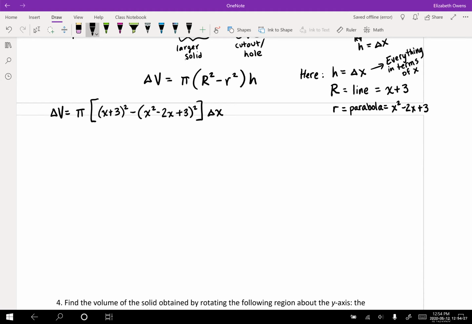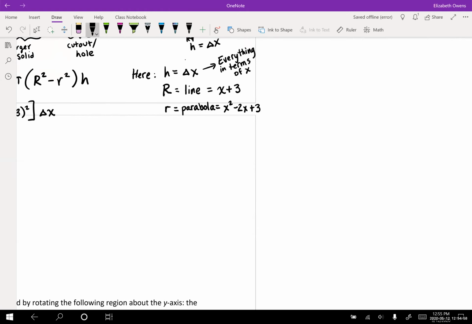And I'd say the more you can simplify outside of your integral, probably the better, because then you don't have to keep writing the integral and the limits of integration on here. So I'm going to simplify just in the delta v portion right now. This would be x squared plus 6x plus 9. Squaring a trinomial like that kind of sucks, but you would literally just take, off to the side here, x squared minus 2x plus 3 times itself.